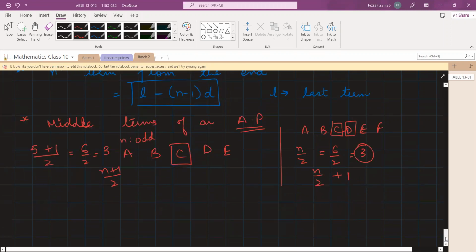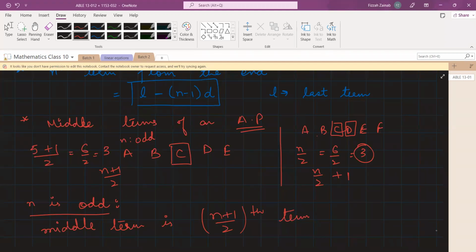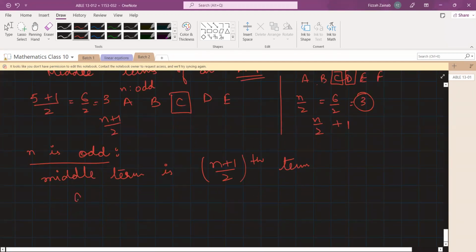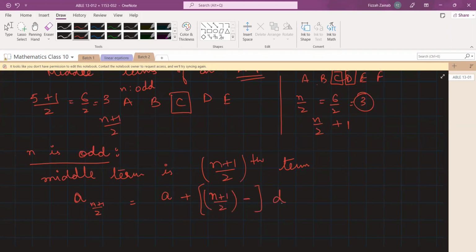So that means you write: when n is odd, the middle term is the n plus 1 by 2th term. Understood? So that means you have to write a of n plus 1 by 2. How will you write? A plus, in place of n, you will write n plus 1 by 2, minus 1, into d. Understood? That's it. So this will give you the middle term.